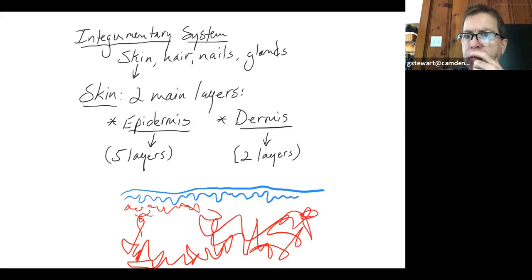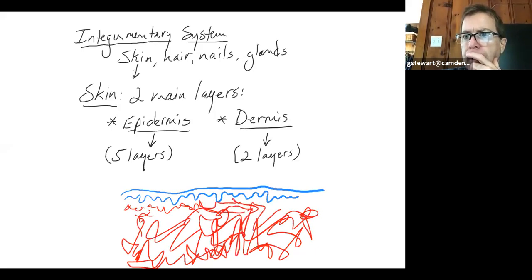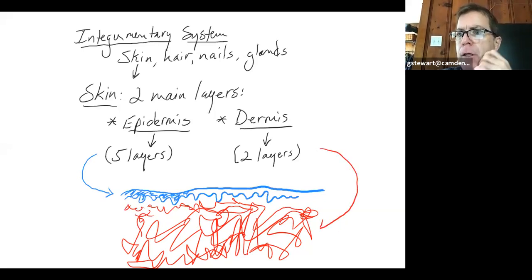Everything that I have put in blue, all of this stuff up here, that's all 5 layers of the epidermis. And the 2 layers of the dermis comprise this. So even though there's only 2 layers in the dermis, you can see that those 2 layers are many times more thick than the epidermis layer. So just wrap your head around that, because that will come in handy later.